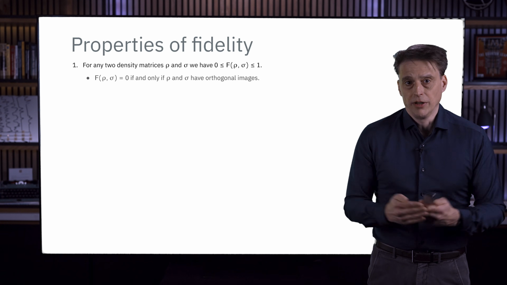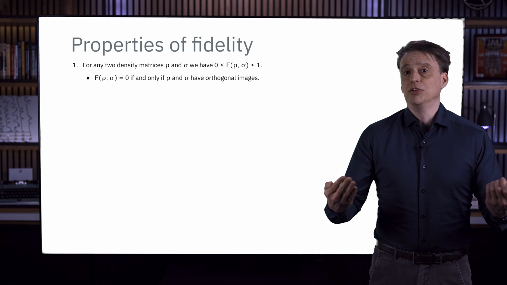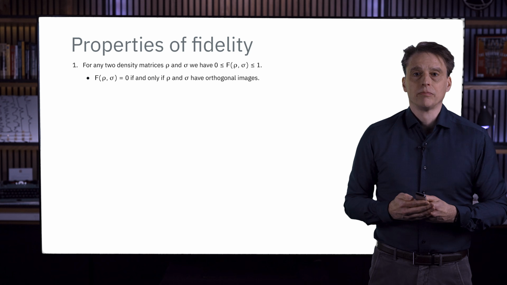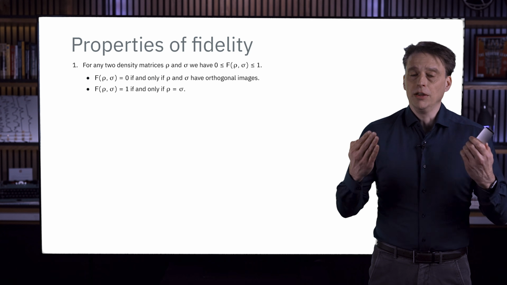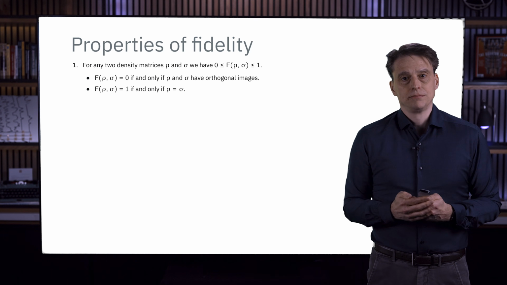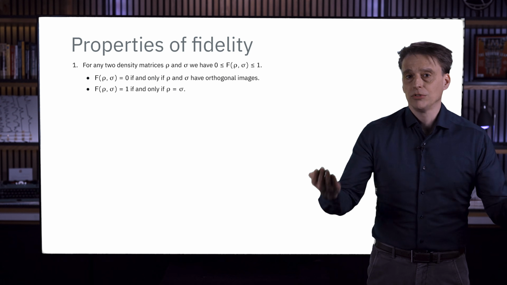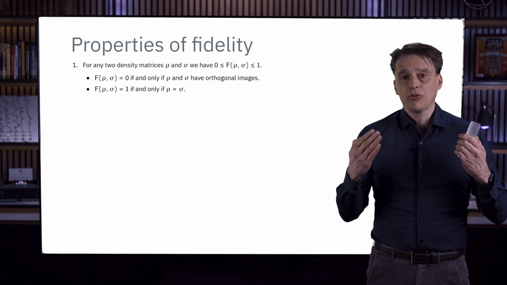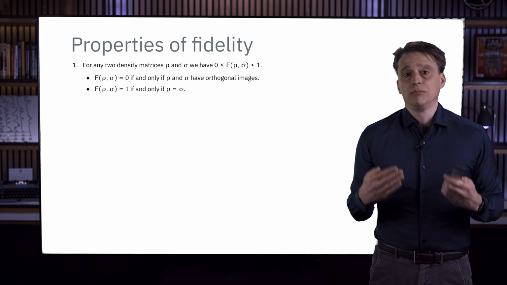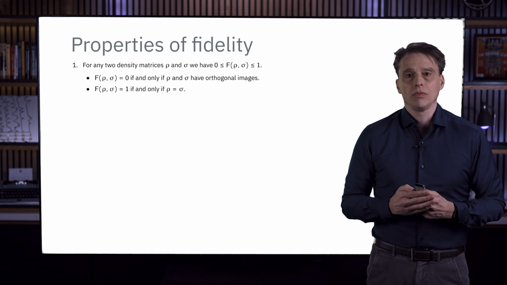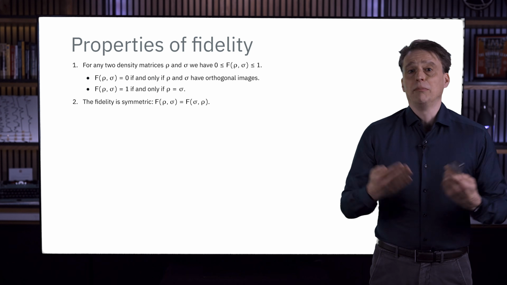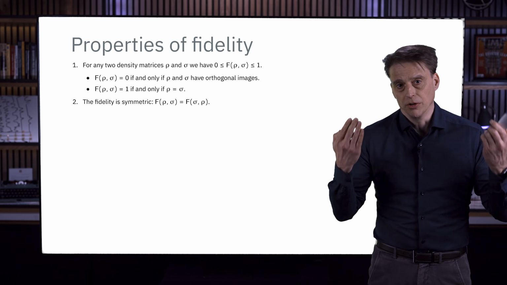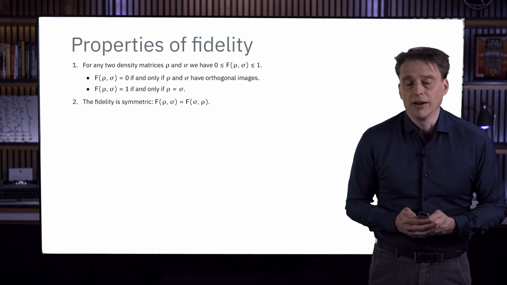It's 0 if and only if the states are orthogonal, meaning that the images are orthogonal subspaces, or equivalently that the product of the two matrices is 0. And the fidelity is 1 if and only if the two density matrices are equal. Every other case is somewhere in between, but intuitively speaking, the closer the fidelity is to 1, the more similar the states are, or alternatively, the more they overlap. The fidelity is also symmetric. I mentioned that a few moments ago. It's pretty clear from the expression that we saw for the fidelity in terms of the trace norm, but it's an important thing to recognize nevertheless.